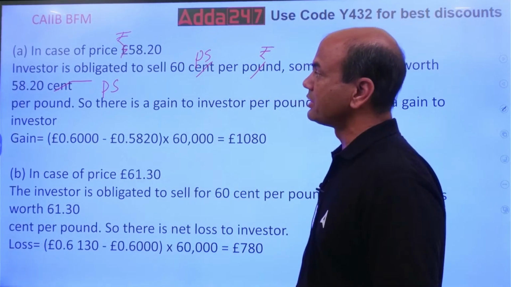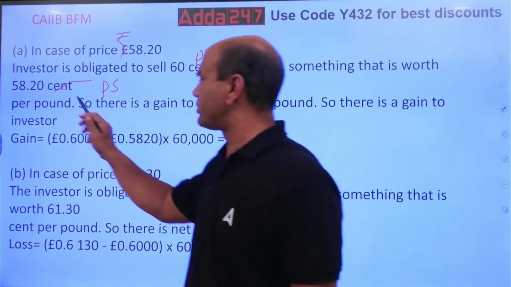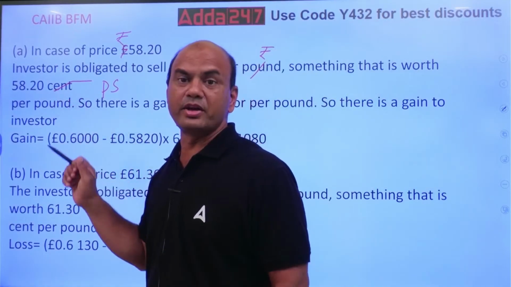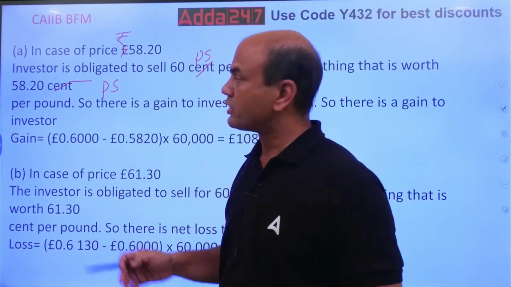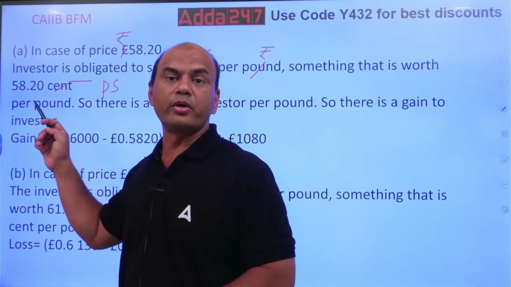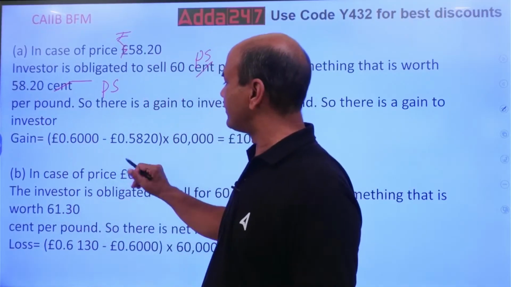So what does it mean? This 58.2 you'll have to divide it by 100 because we are talking of paise and rupees now. We are converting this paise to rupees. So we'll divide this by 100. So it is 0.58. So 0.58 I have taken over here.